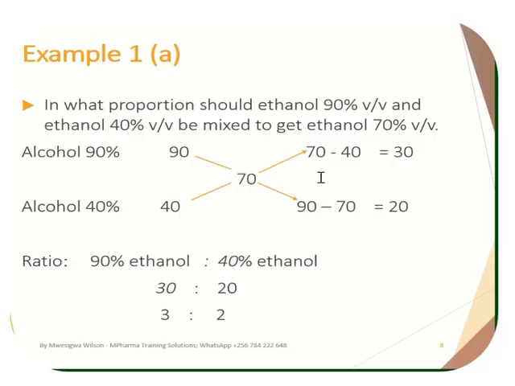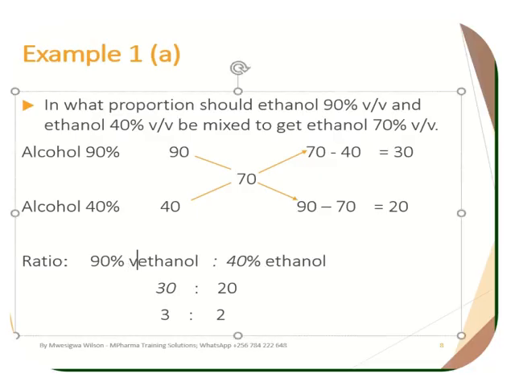70 minus 40 giving you 30. 90 minus 70 giving you 20. If here you chose 40 minus 70, it's the same thing as negative 30, but as we said, we ignore the negatives. So after you have gotten these proportions, it is good to get the ratio of how they should be mixed. So I have ethanol 90% and ethanol 40%. Of course, these ones we have V over V. Also here we have V over V. Yes, we always have this V over V.